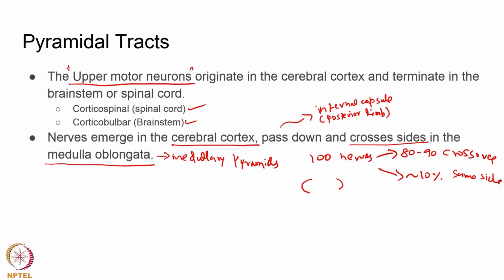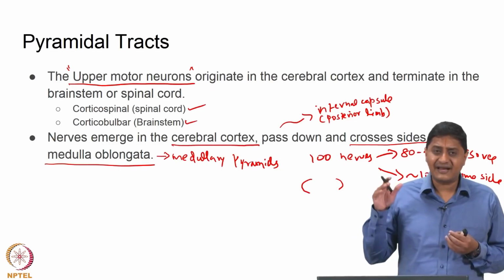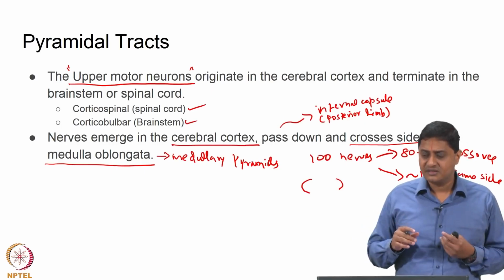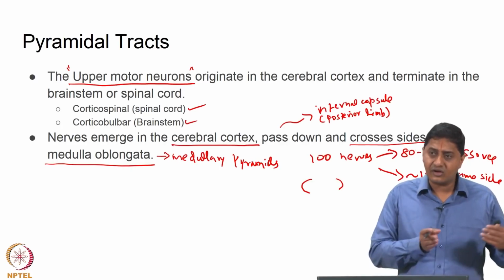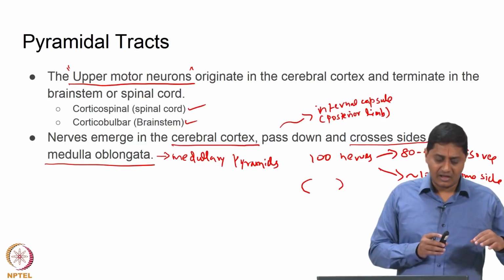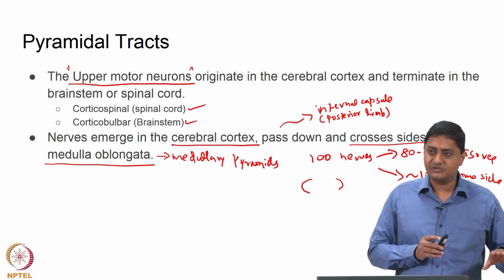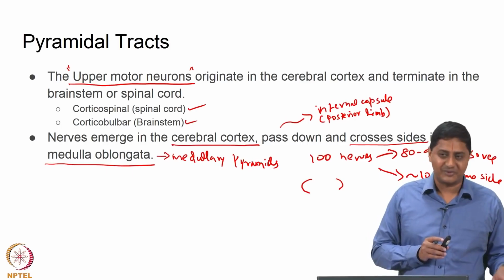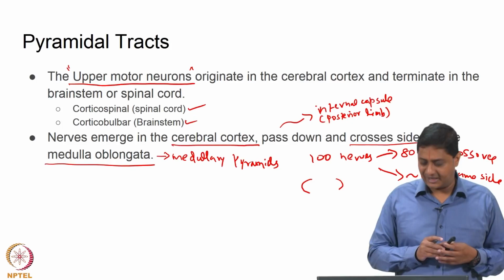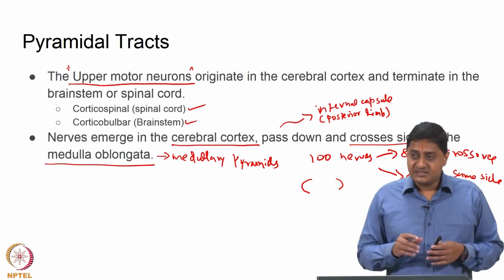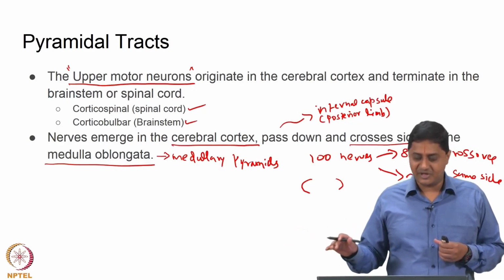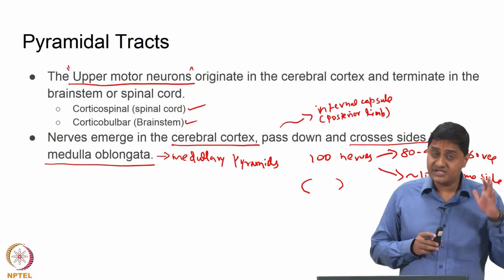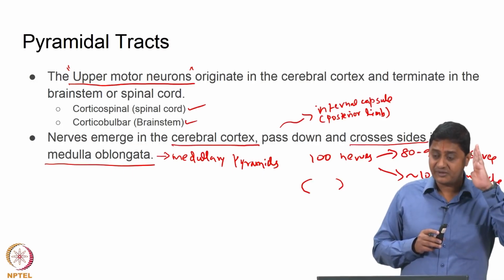So, what do I mean by crossover? It has to be clear. Those neurons that originate from the right side of the motor cortex reach the medullary pyramids on the right side and then cross over to the left side, or about 80% of them cross over to the left side and project to the left side of the body, or the left side of the spinal cord and to the rest of the body, right, through the spinal cord. 10% of this reach the spinal cord on the right side itself and project to the right side of the body itself, okay.